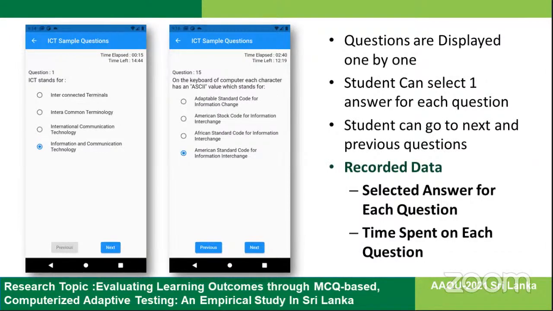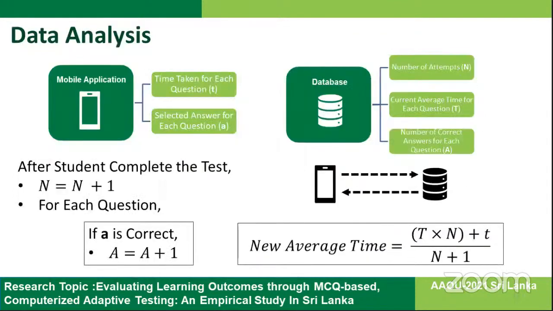Student can select one answer for each question. Students can go to the next and previous questions. Recorded data is basically the selected answer for each question and the time spent on each question. So this is basically the algorithm we use.